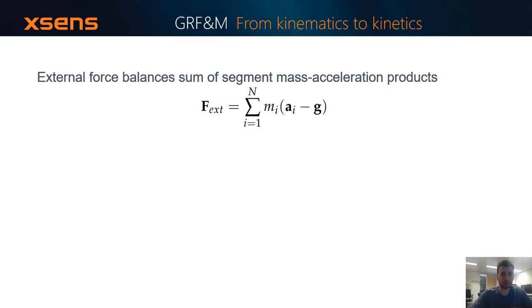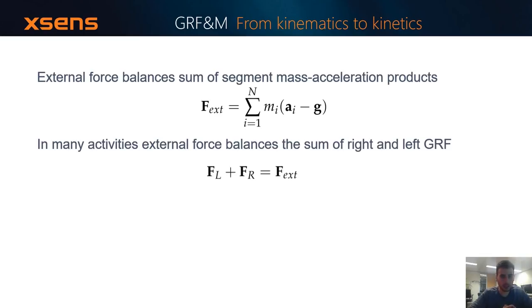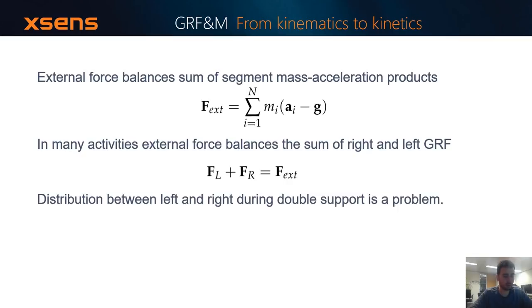As we know from Newton quite some years now, force is mass times acceleration. Therefore, for a link segment model, the sum of forces will balance the sum of mass acceleration products within these body segments. But in many activities, the total external force is mainly the sum of the ground reaction forces applied on the right and the left foot. That means that we only need to find a distribution ratio between left and right in order to assess the external force per foot. So many methods have been proposed in the last decade.